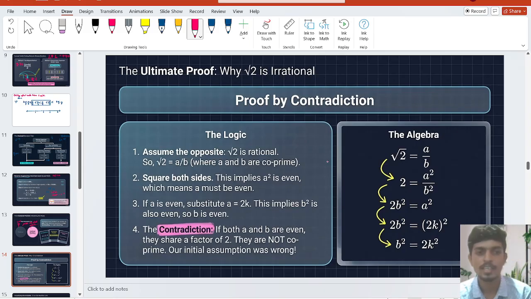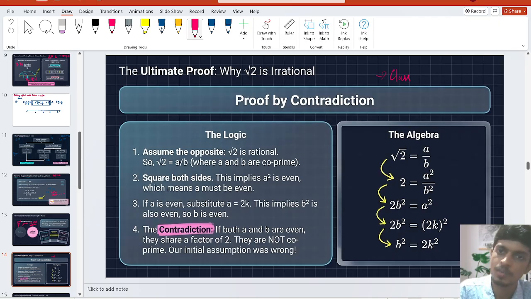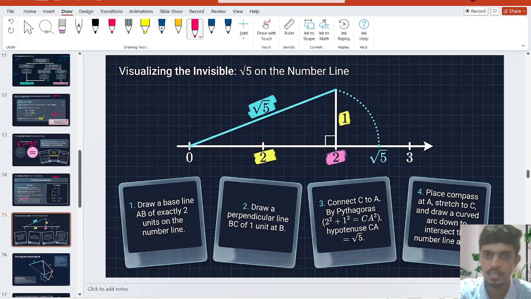Prove by contradiction: assume the opposite, that root 2 is rational. Using contradiction to prove that root 2 is irrational. You apply this concept in class 10th, so we will discuss it in the next lecture.